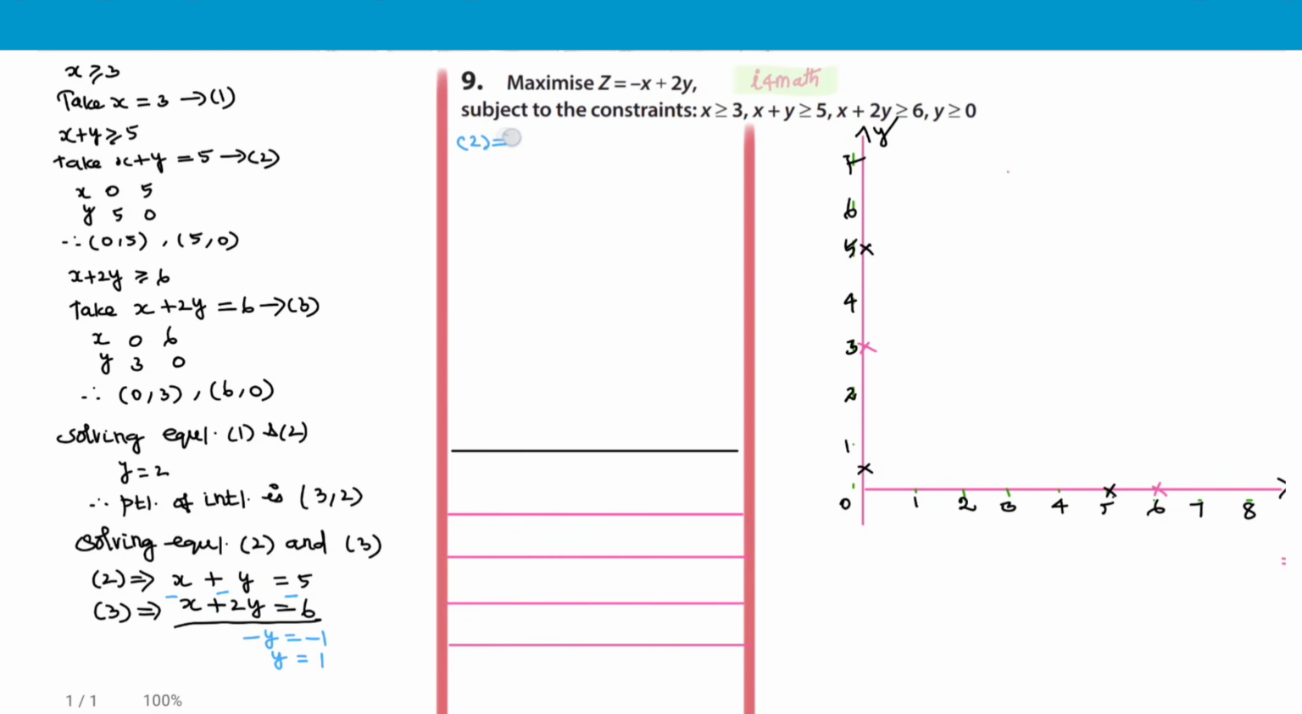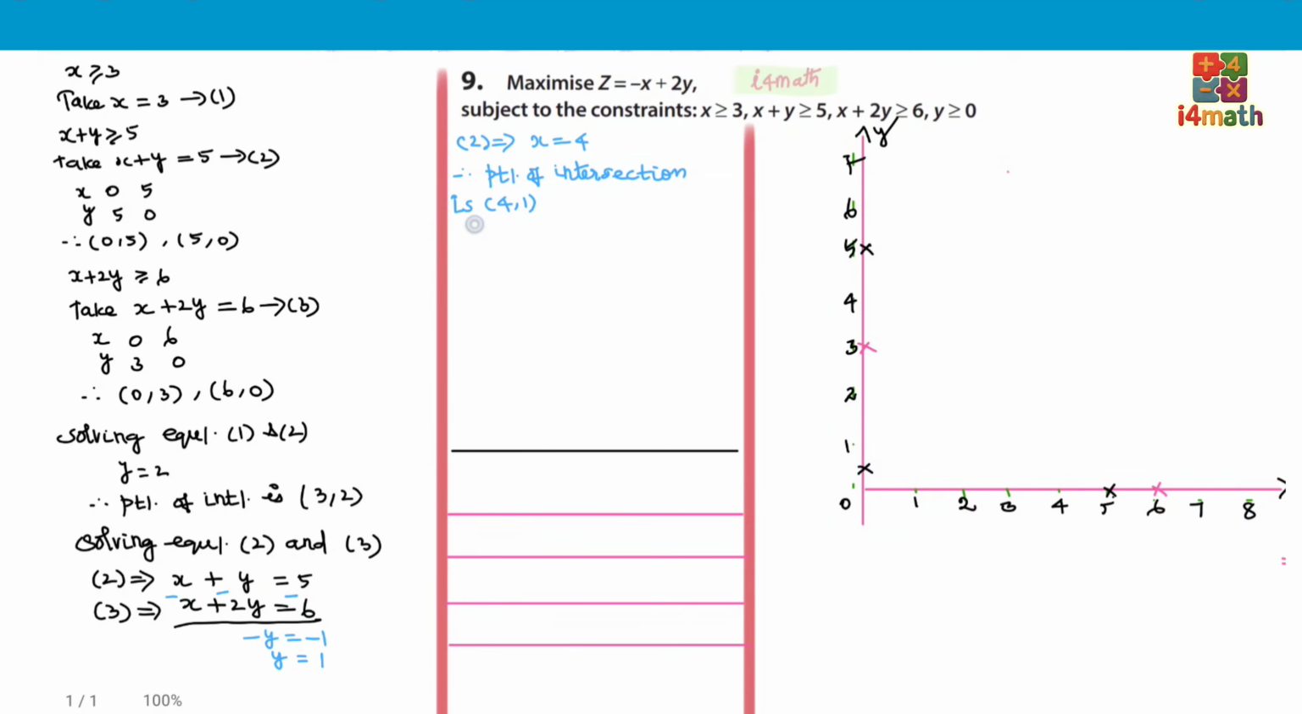Equation 2 implies, substitute y is equal to 1 in equation 2. So x plus 1 which is equal to 5 and then x is equal to 5 minus 1 that is 4. So x is equal to 4. Therefore, point of intersection is 4, 1.